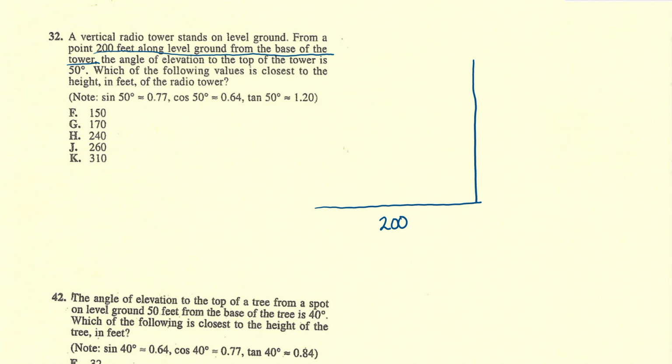It tells me the angle of elevation to the top of the tower. Remember, it's got to be a right triangle. And this is my angle of elevation, which is 50 degrees. It's like an elevator. It's looking up. Which of the following is closest to the height of the tower? So this is what we want to know. Again, if you'd like to pause the video and try on your own from this point, try it and see.